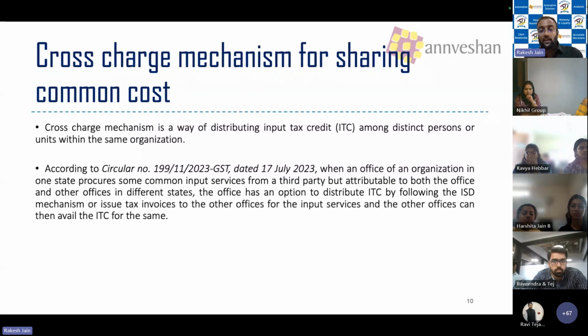through this circular, they have legalized this mechanism, because cross-charge mechanism was nowhere there in the Act. And we were doing it as a practical way to achieve the transferring of ITC. This circular gives a legal standing to that. But will it continue? You can ask that question. The answer to the question is no, because from 15 Feb ISD is mandatory.